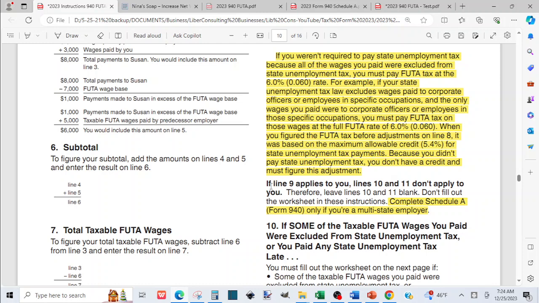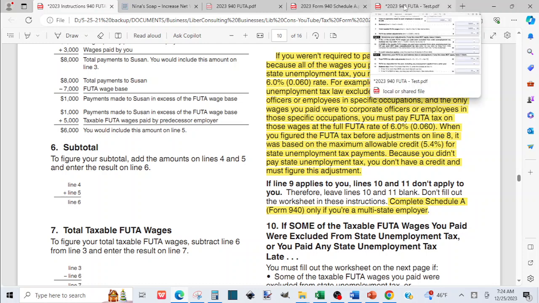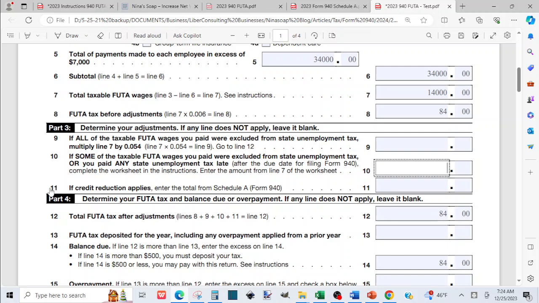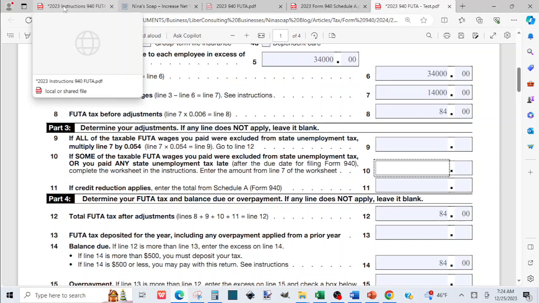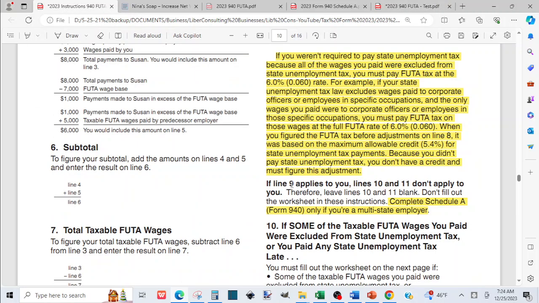And so if line 9 applies to you, line 10 and 11 don't apply to you. I'm very surprised that they even include line 11. If line 9 applies to you, line 10 and 11 don't apply to you. Therefore, you leave line 10 and 11 blank.